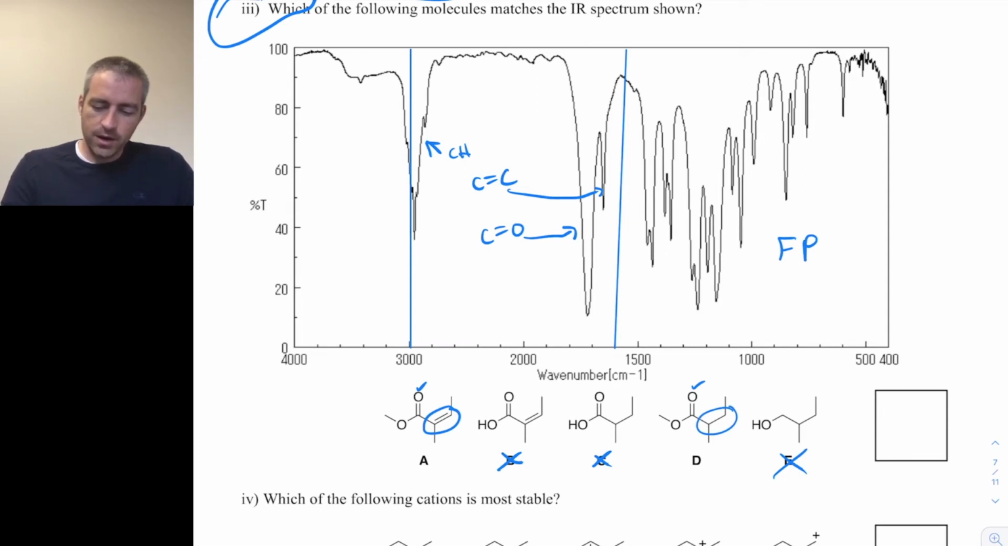Now we see this carbon-carbon double bond in the IR spectrum. So we're pretty sure it's A. A does have a single sp2 CH stretch. So maybe that's what's giving rise to this little thing just to the left of 3000.